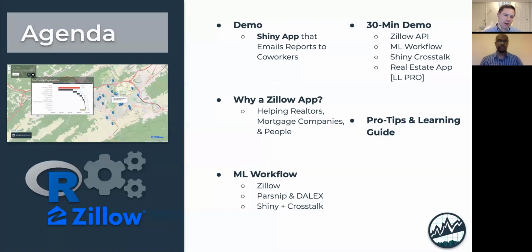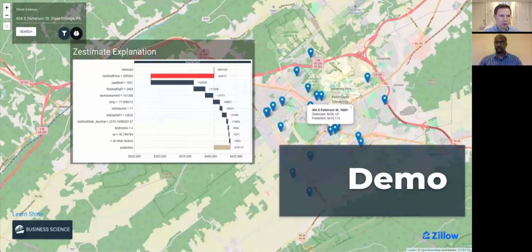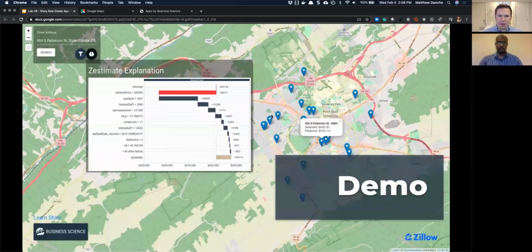This week we've got a really cool Shiny app that looks like Google Maps. It was built with Shiny, and it does a lot of machine learning under the hood. So we'll talk about that in a little bit. I'm going to wrap things up with the pro tips and give you a learning guide as well. So, all right, let's kick off this demo.